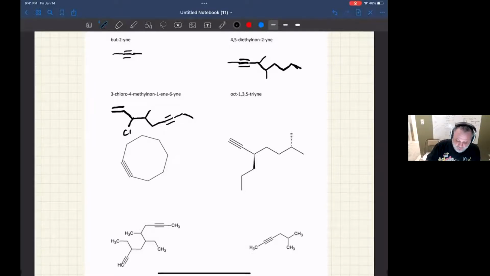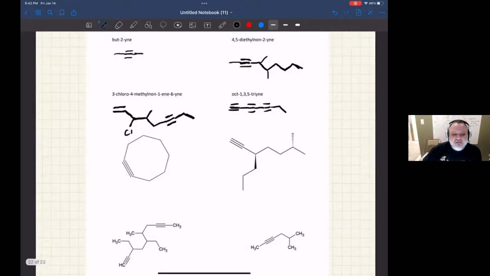Enynes are a combination of an alkene and an alkyne. And even though an alkyne has a lower priority than an alkene, of the carbon-containing substances only, in other words, no other functional groups present, the alkene is the highest priority. And good old oct-1,3,5-triyne. So 1, 3, and 5 triyne. So 1, 2, 3, 4, 5, 6, 7, 8. So there's my 1, 3, 5 octatriyne.